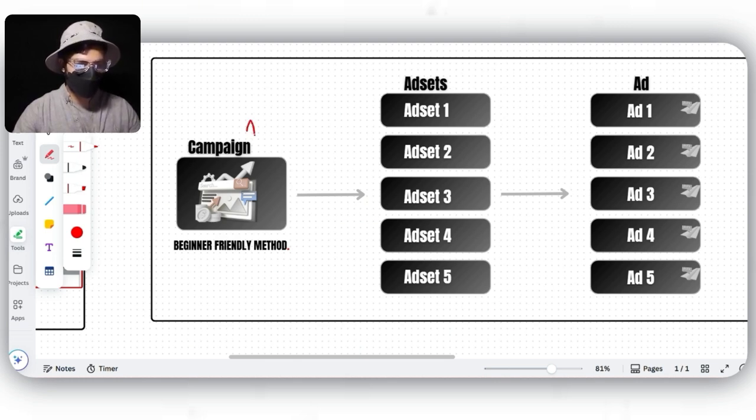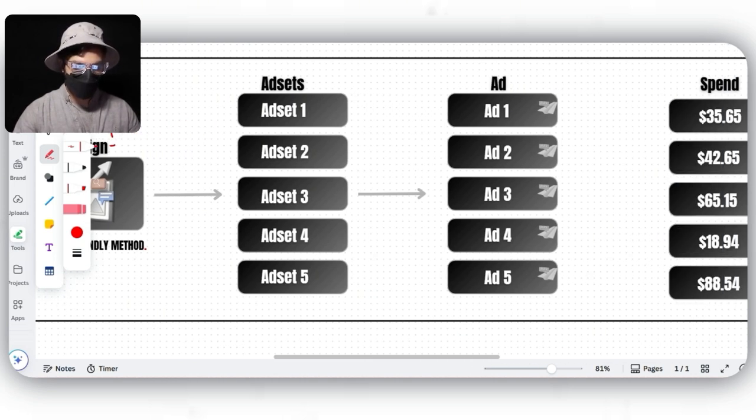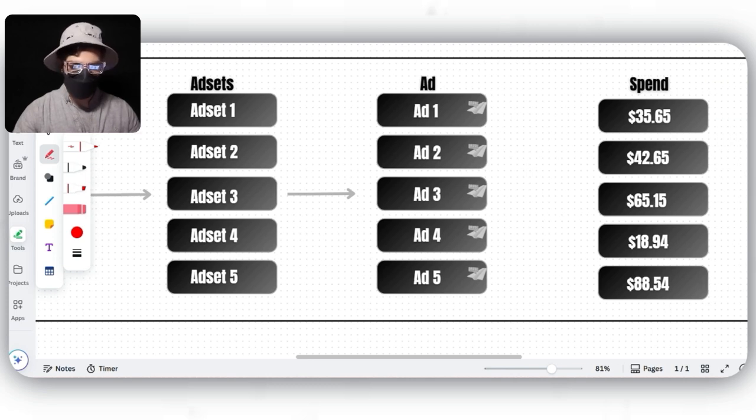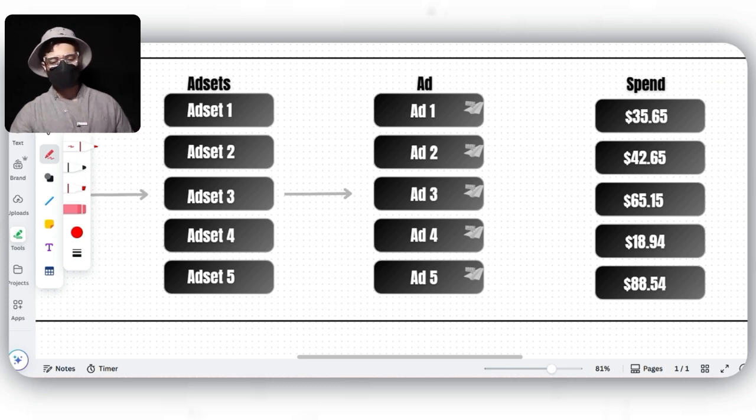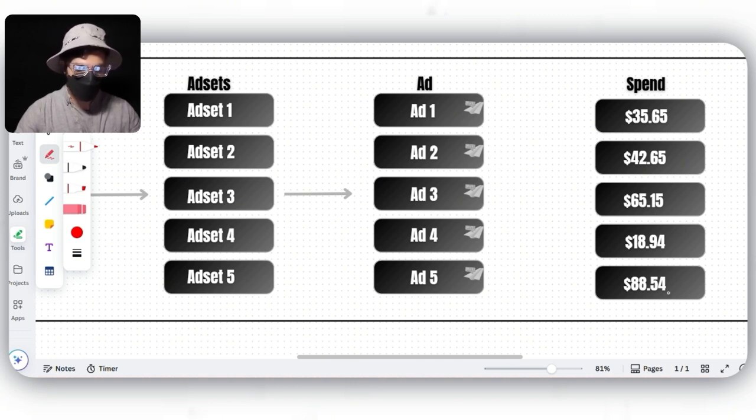For example, you're running one campaign. In that one campaign, you're running 4 to 5 ad sets, it depends, like 1, 2, 3, 4, 5 ad sets, 5 ads. And at the same time, you're spending money on ads. So for example, your one ad set spends $35 plus, the second $42, $65, $18, $88.